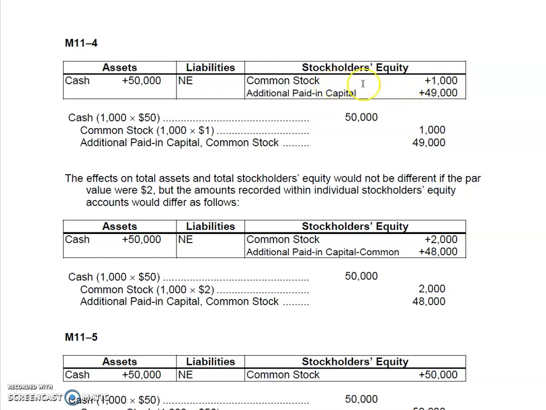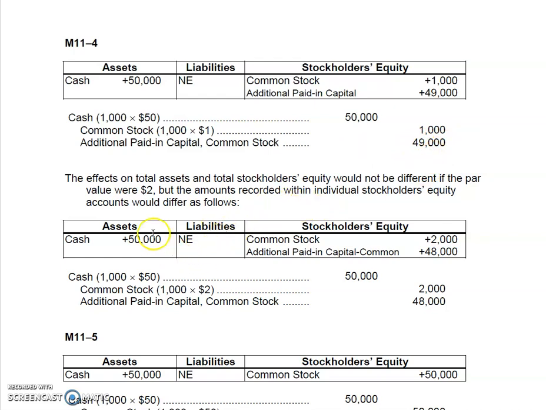Now, in this example, $1 par stock, common stock increased by $1 a share times 1,000 shares, or $1,000. An additional paid-in capital increased by $49 per share times 1,000 shares, or $49,000. There's the journal entry: debit cash for $50,000, credit common stock for $1,000, credit additional paid-in capital for $49,000.